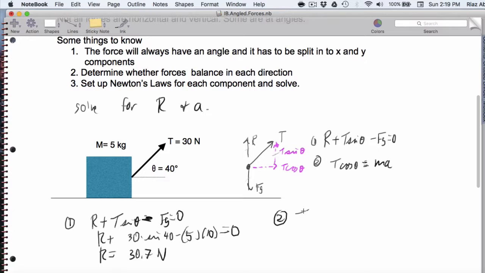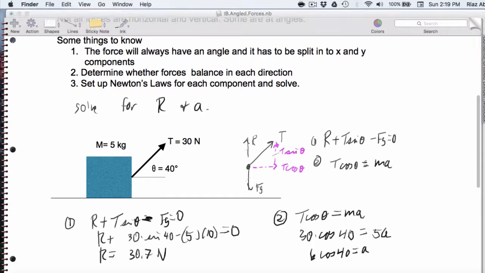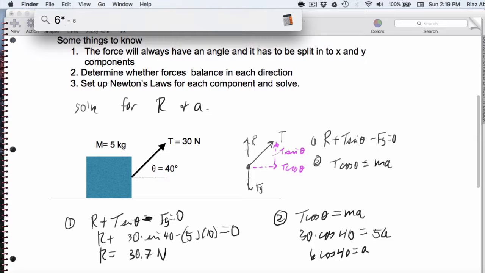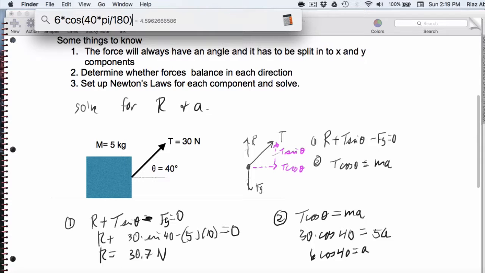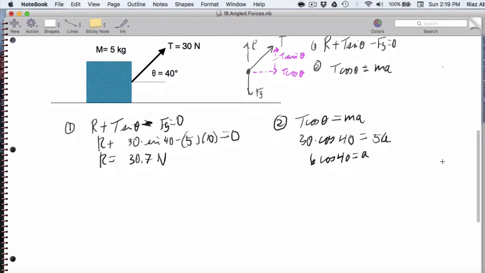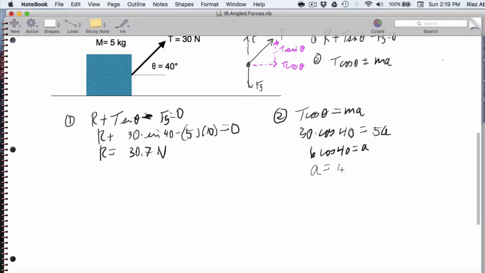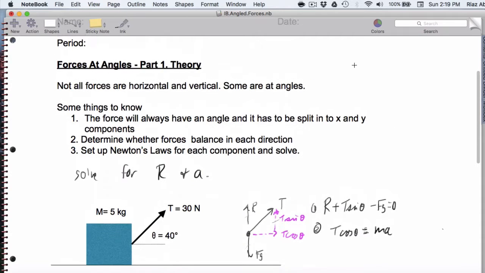And then for the horizontal component, we have 30 times the cosine of 40 is 5 times a. That's 6 cosine 40 is the acceleration. And when we actually solve, we end up getting 4.6 meters per second squared. So that's the case where we have no friction.